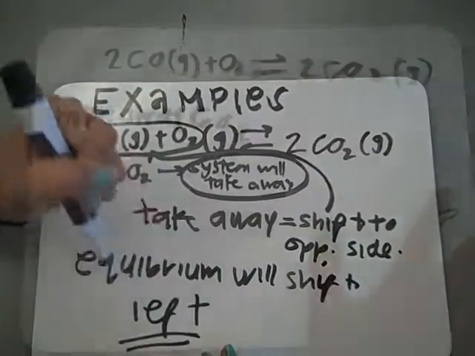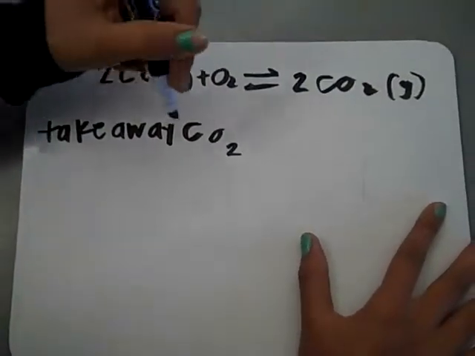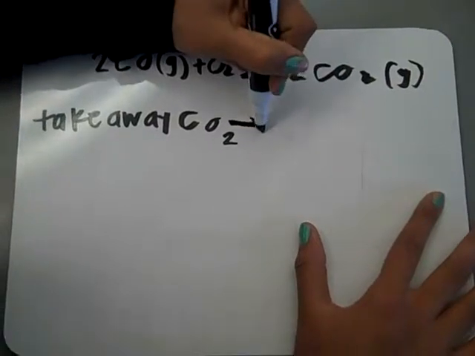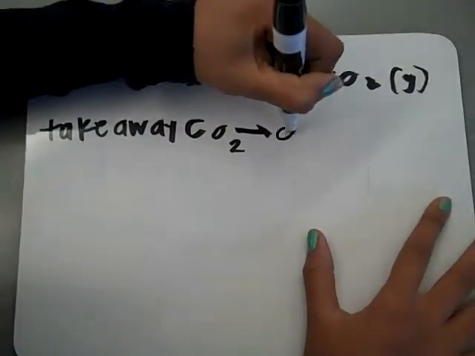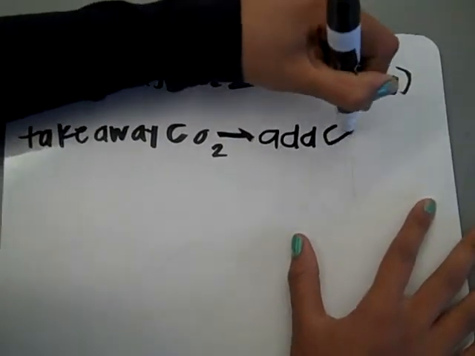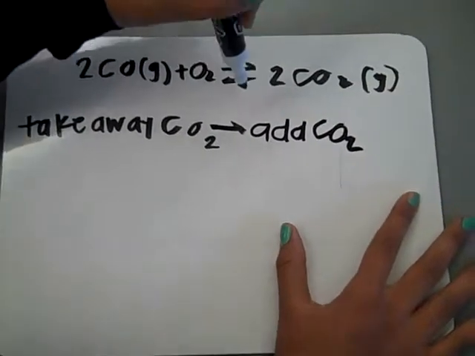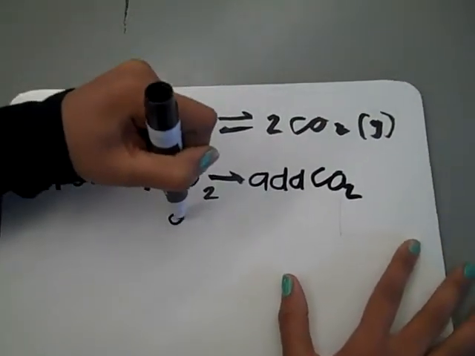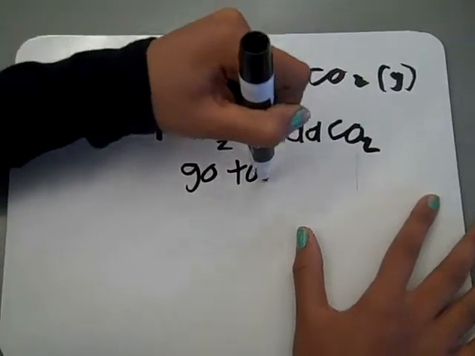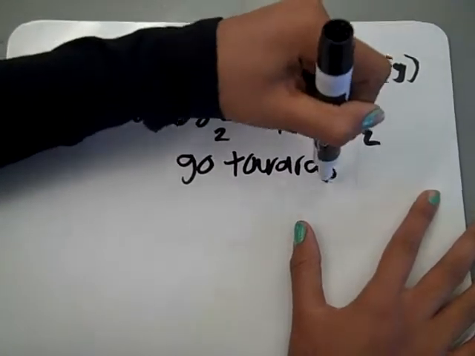The second example is we want to take away CO2. So the system will obviously want to add CO2. The CO2 is on the product side, so if you want to add CO2, you go towards it. So equilibrium will shift to the right.